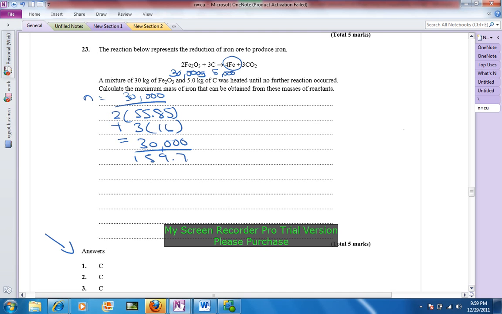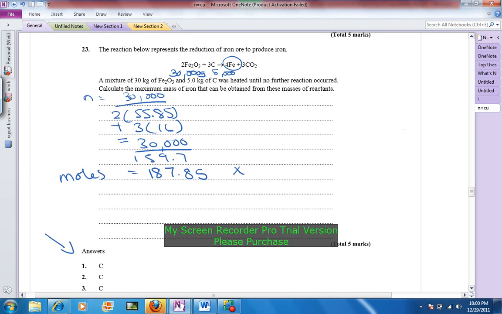I'm doing this on a calculator right now. 30,000 divided by 159.7, and your answer should be 187.85. Okay? This is in moles. Number of moles. And so you want to find out the number of moles here for carbon. Do you remember what you do? Ignore this 5,000 for now.